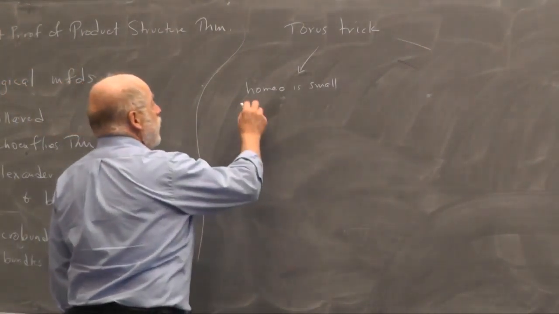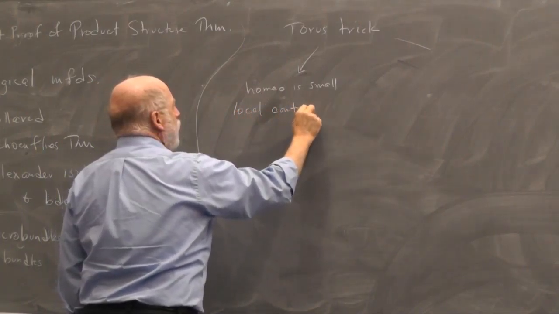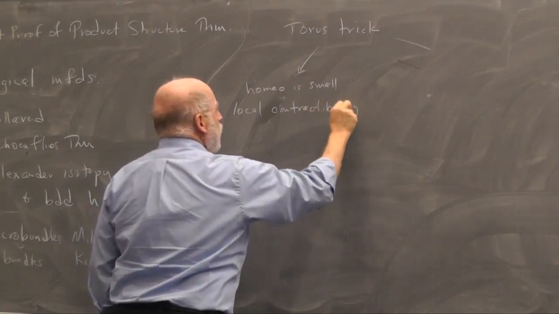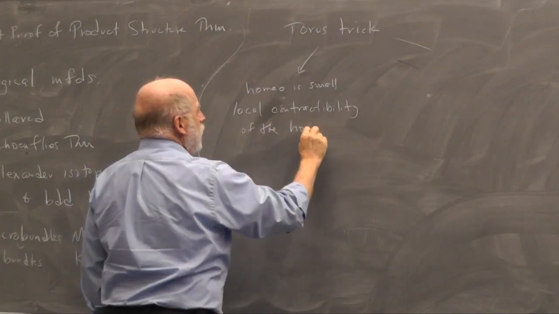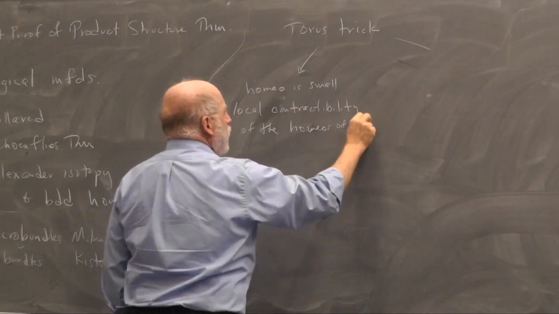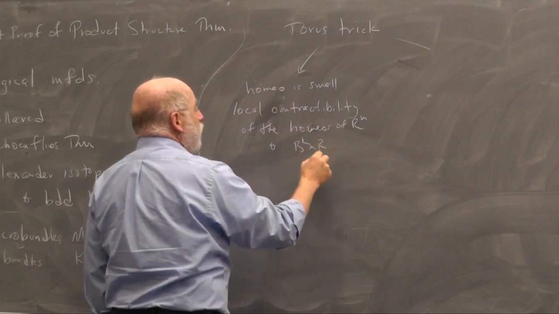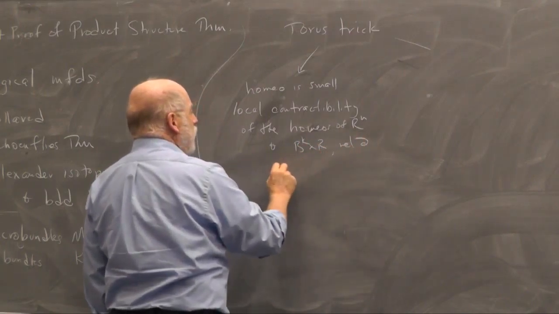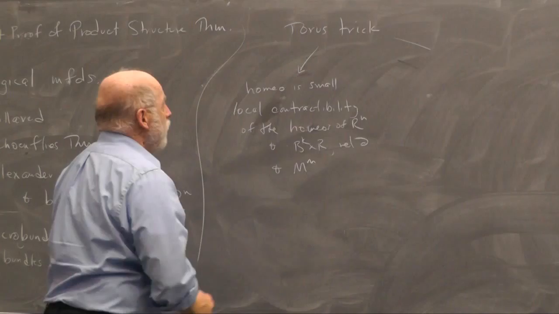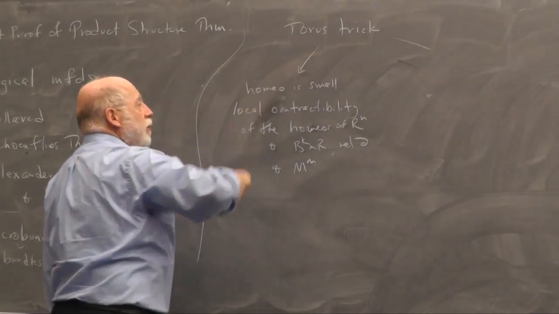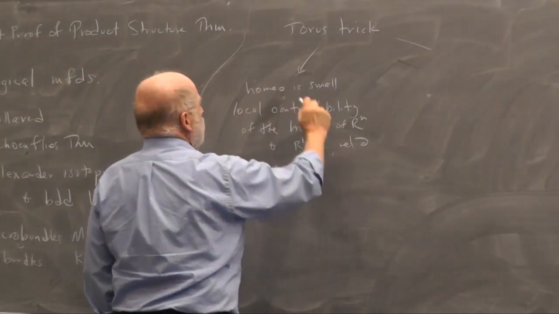If it's small, remember, you get local contractibility out of this: for homeomorphisms of Rn and of Bk cross Rn rel boundary, and then of just manifolds. So you get local contractibility out of this torus trick, first for just Rn, then with handles, Bk cross Rn, and out of that you got this.